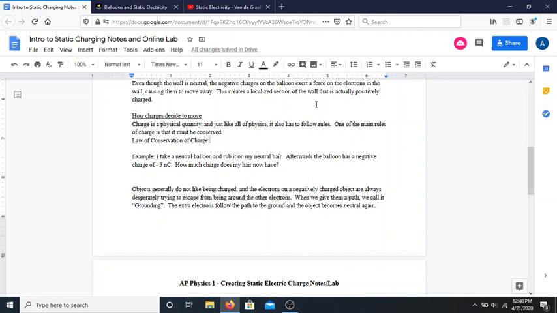So whatever the total charge, and it's going to start to sound like the law of conservation of energy a little bit, whatever the total charge of a system is, that has to be the same before and after whatever I do. All right?